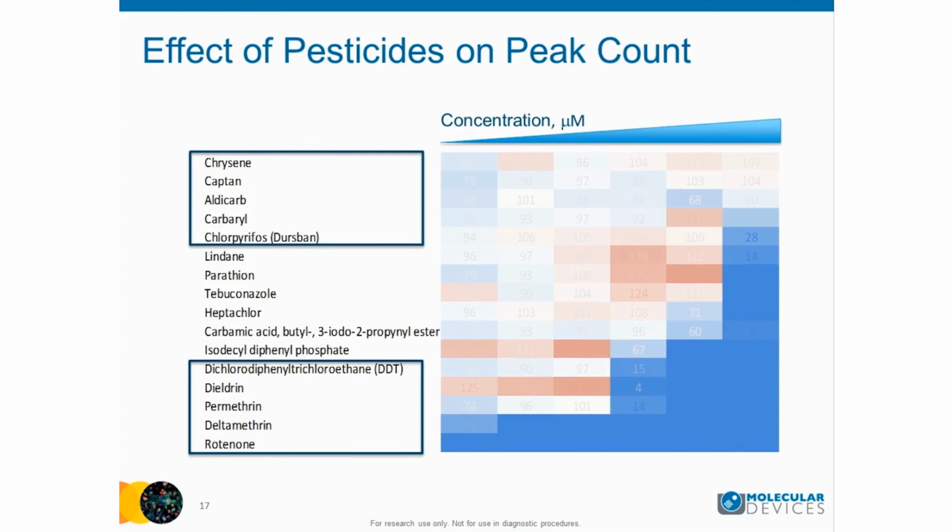In this example, for a number of pesticides, you can see how compounds can be ranked for their potential toxic effect. At the bottom, you can see highly toxic compounds like permethrin or deltamethrin. And at the top, you can see compounds with less known toxicities.